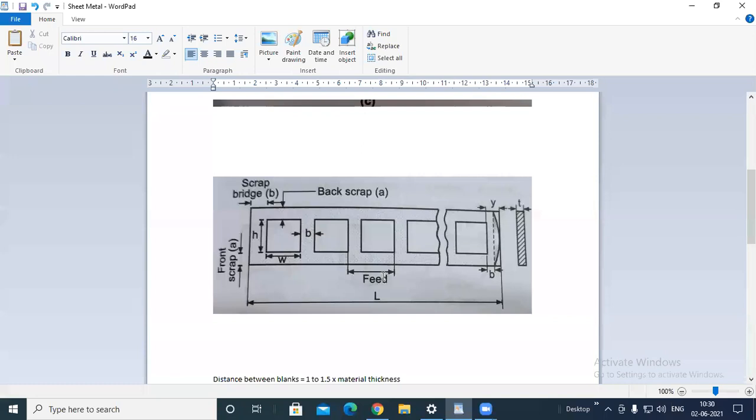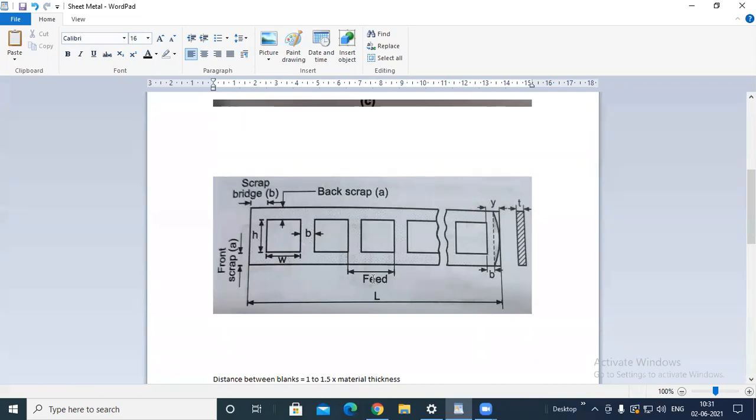Now next, the feed. The feed is the length of the stock which is required to produce one blank. I am going to repeat once again: feed is nothing but the length of the stock required to produce one blank. The formula for the feed is W plus B. That is, the width of the blank plus the distance between two blanks is the feed. This feed is also called the advance.